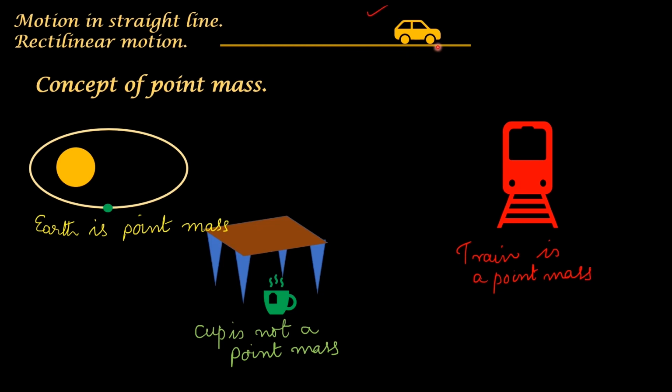If this car is traveling only a very short distance, then the car cannot be considered a point mass. But if the car is moving several kilometers, then the size of the car becomes less and the distance traveled by the car becomes more. In that case, car is a point mass.